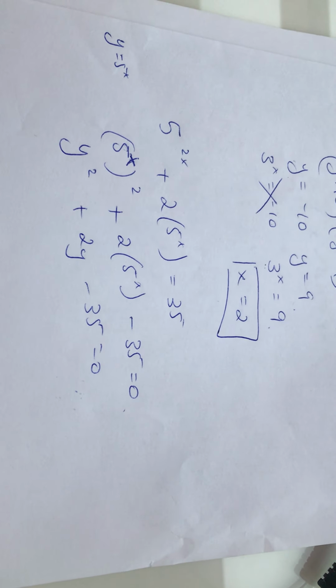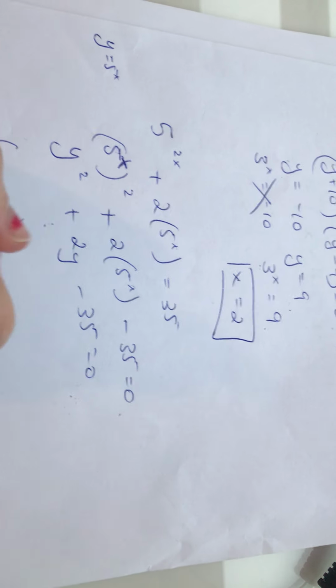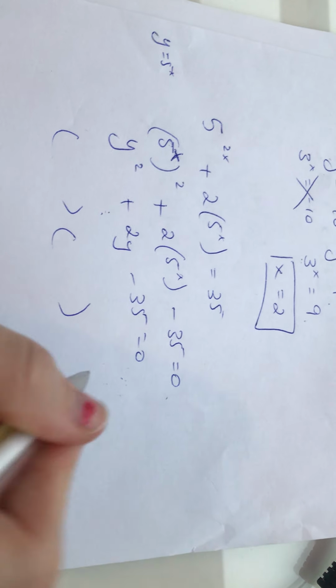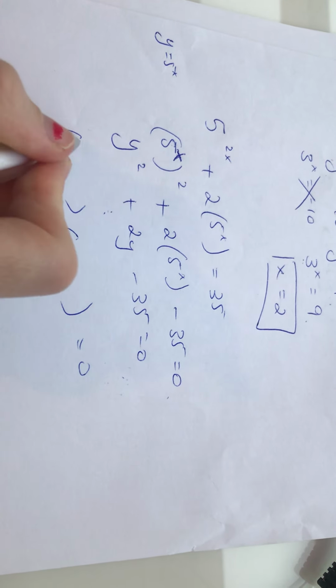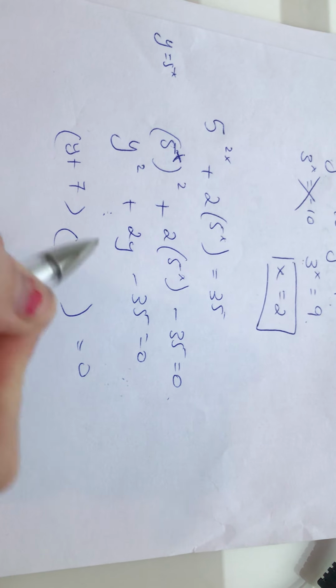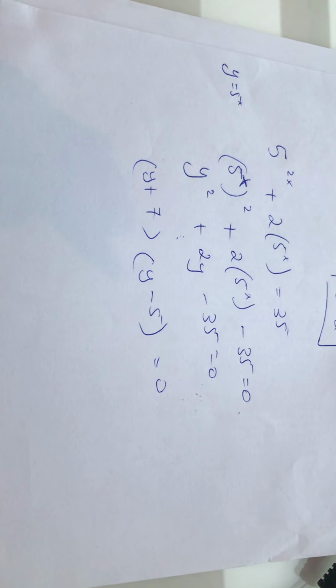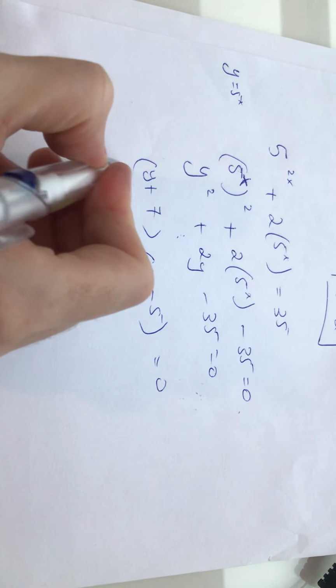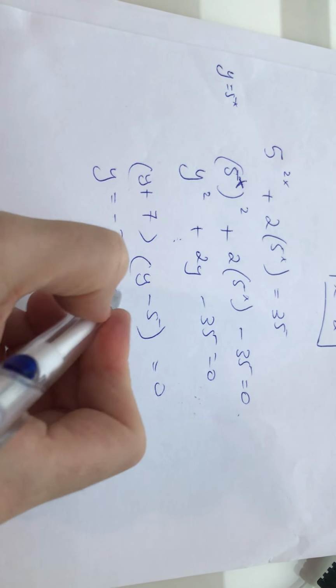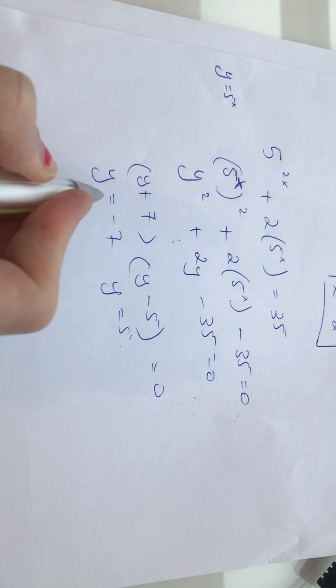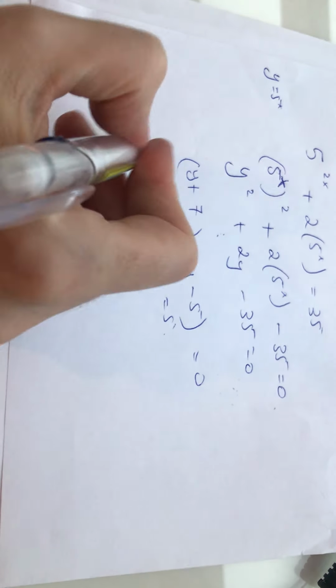Again, we have another trinomial. So whatever way you work that out, you should end up with your factors: y plus 7 and y minus 5. And y is equal to minus 7 and y is equal to 5. And then we're replacing y with 5 to the power of x.